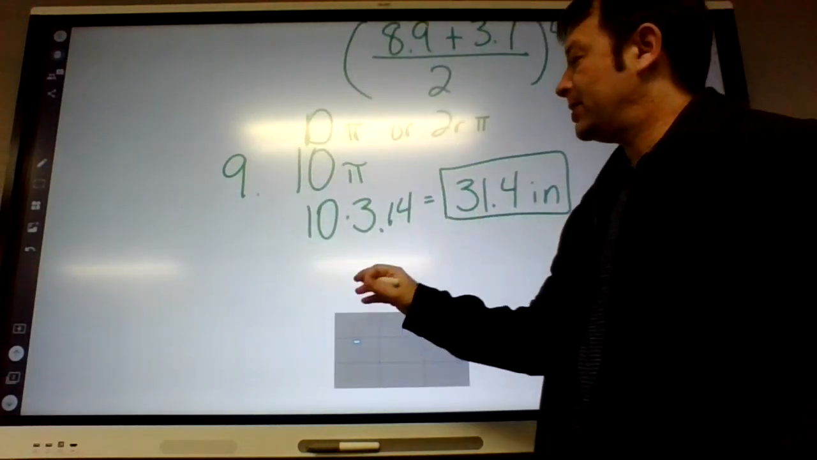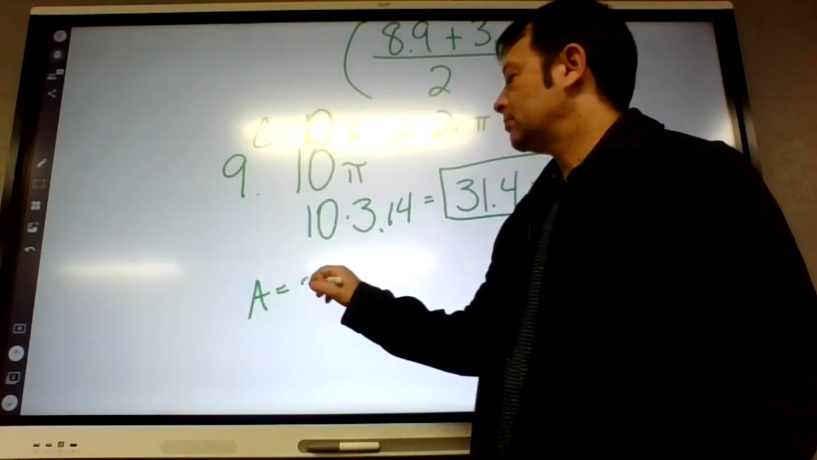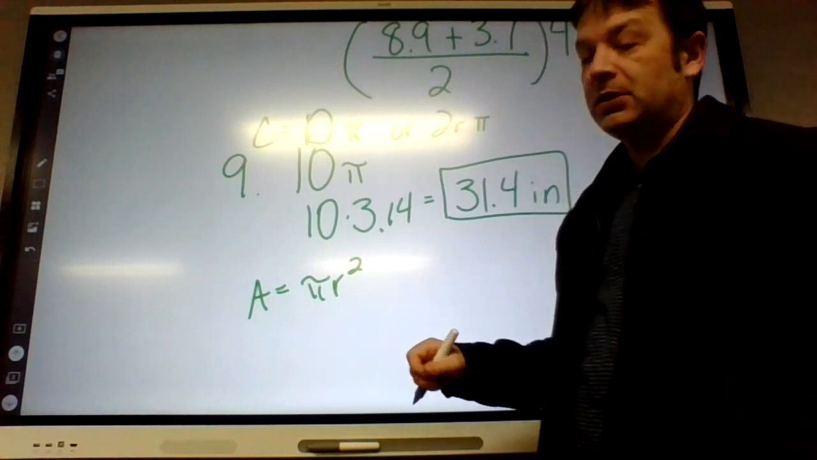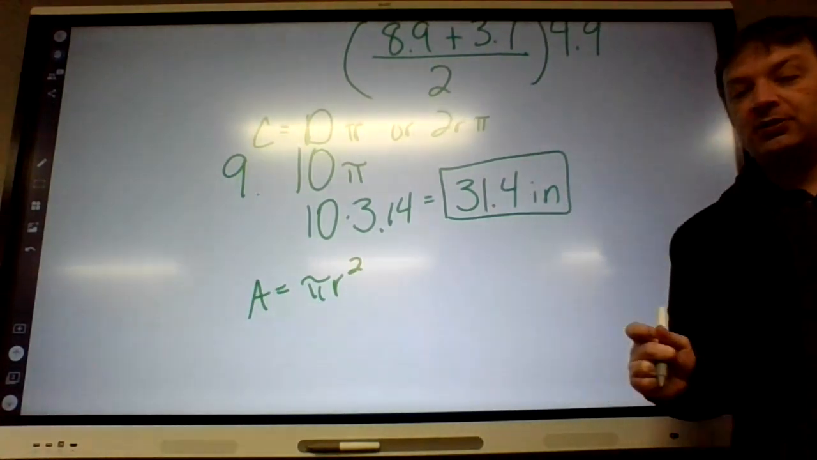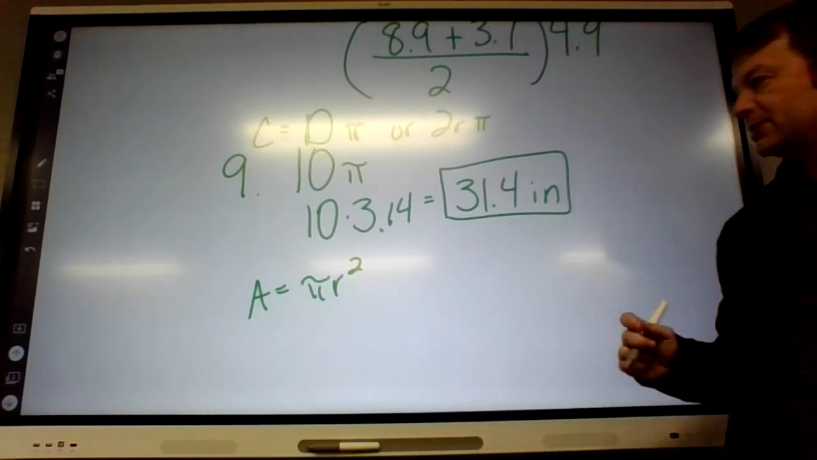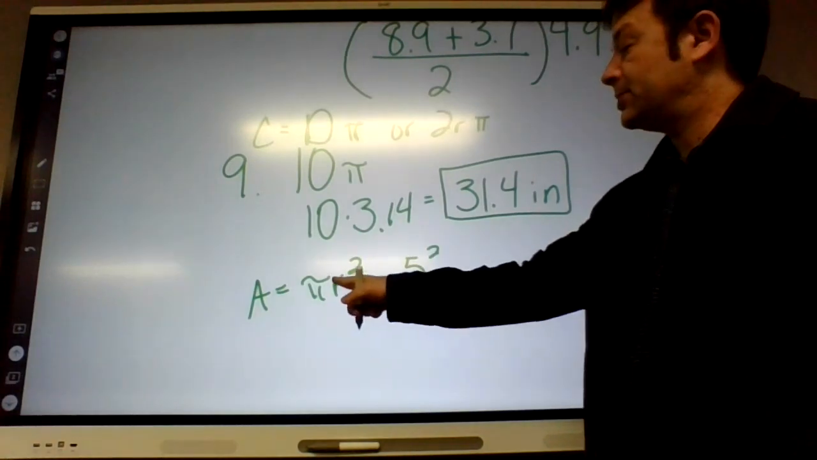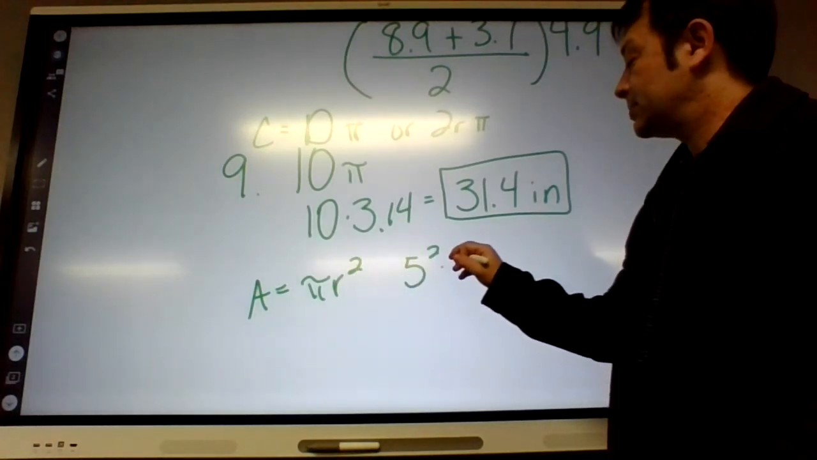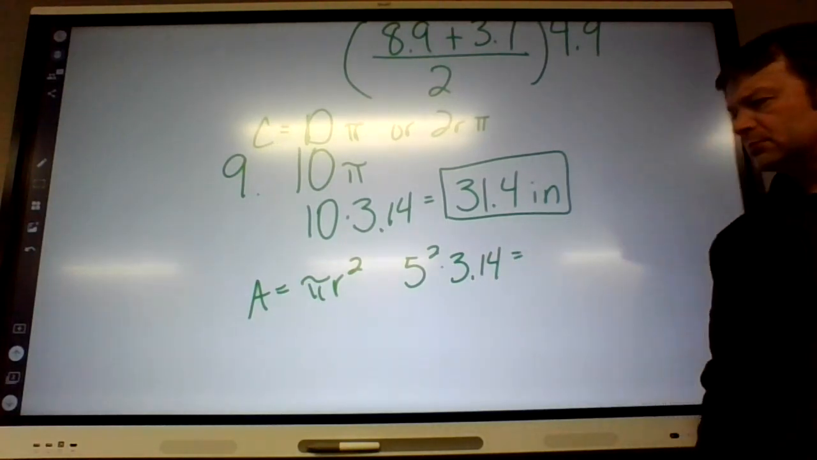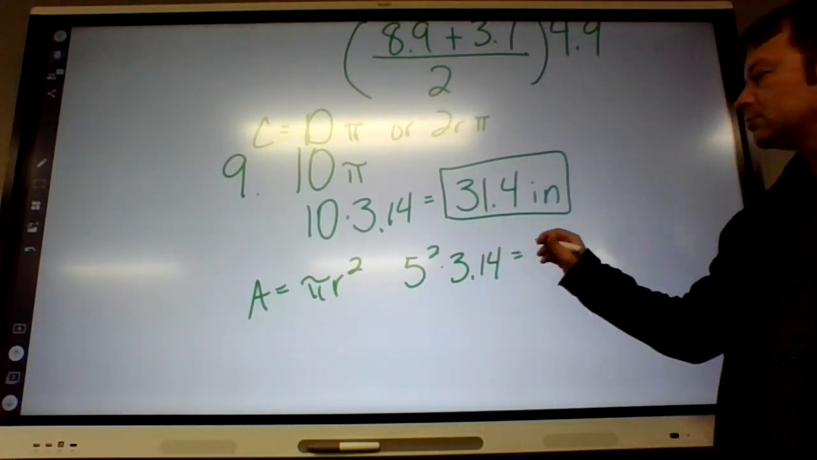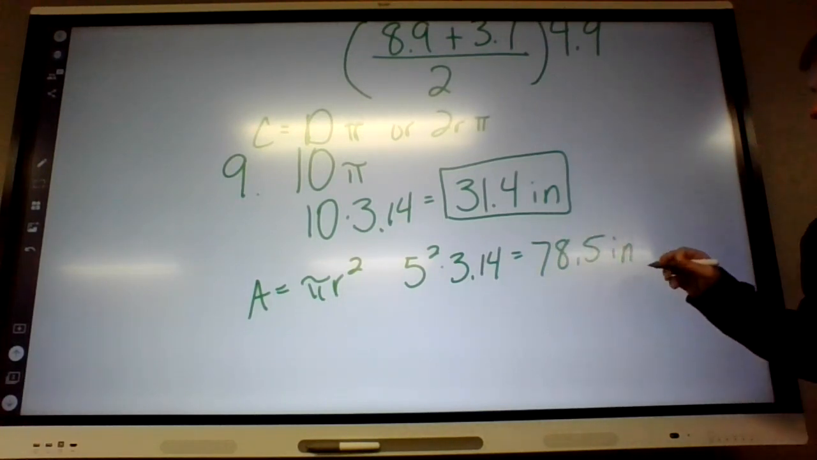So how do we find area though? Pi r squared. So if the diameter is 10, what is the radius? 5. So we need to do 5 squared, radius squared, times pi, or times 3.14. 78.5. Since this is an area, it would be labeled inches squared.